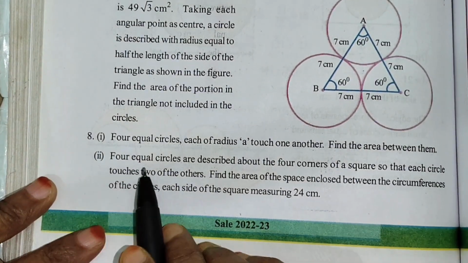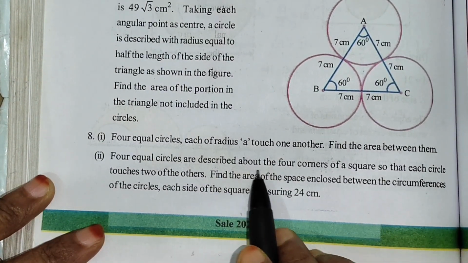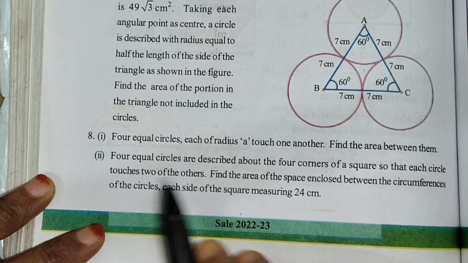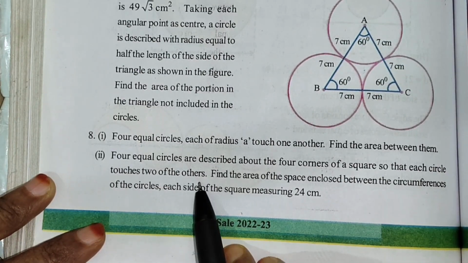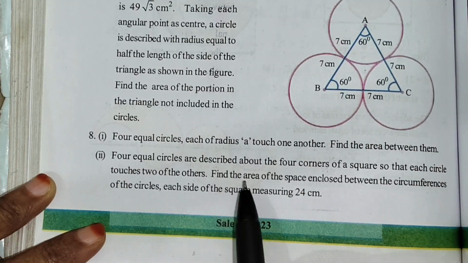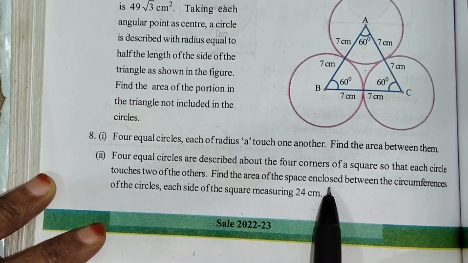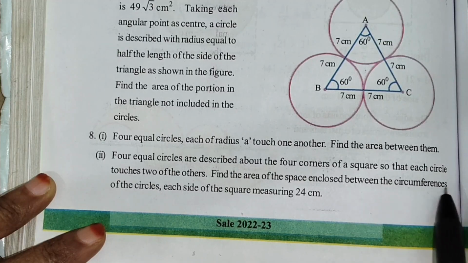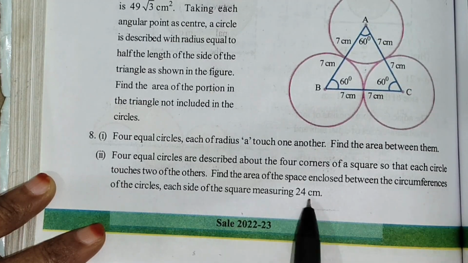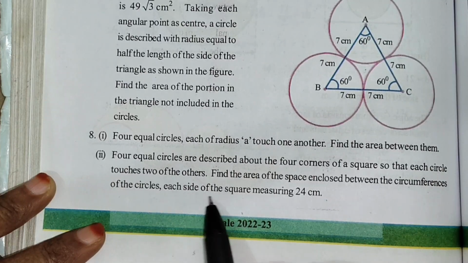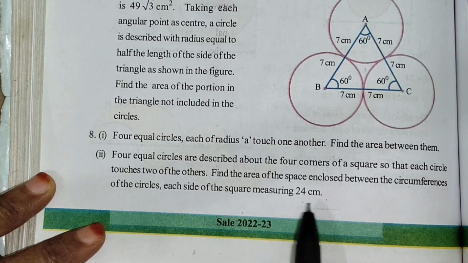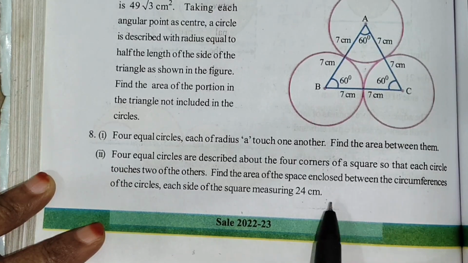Next, the second one. 4 equal circles are described about the 4 corners of a square so that each circle touches 2 of the others. Find the area of the space enclosed between the circumferences of the circles. Each side of the square measures 24 centimeters. So now we find the area.